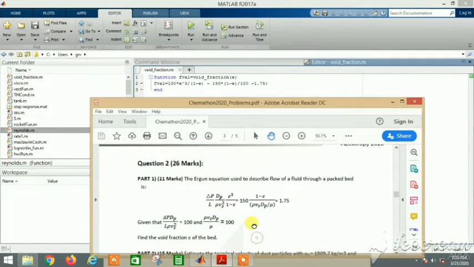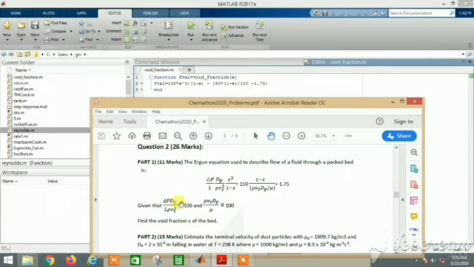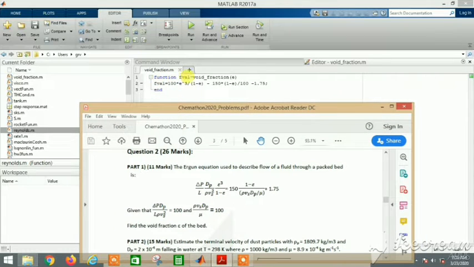Yes, so this is delta p, dp by L rho v square. So this whole thing is 100. I've taken this. So this is my function, as you see above, my function fvalve. Fval is something that I want the function to give me, and that is the equation. When I say equation, this whole thing comes up to the left hand side, and on the right hand side we have 0.